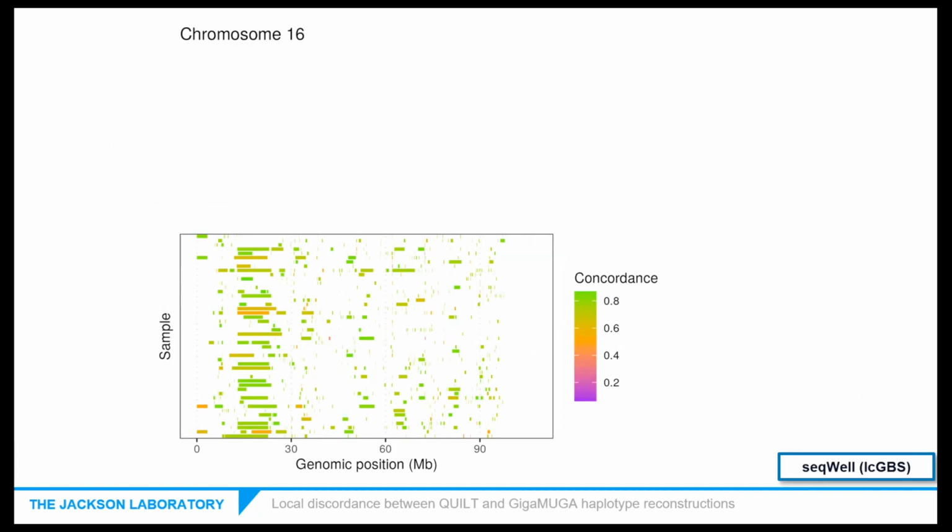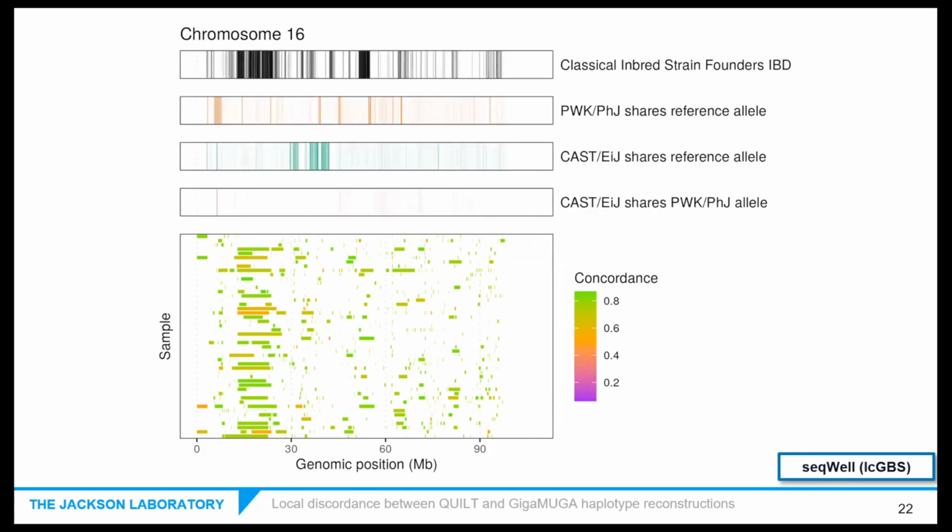And one quick thing I do want to point out is that the concordance plot that I showed before was the median concordance across the chromosome, but there is a lot of local variation across the chromosome. When we look at tracks where we can look at allele sharing across the different founder strains of the DO, we see that a major driver of discordance is these known spots where the classical inbred strain founders that contribute to the DO are actually identical by descent.